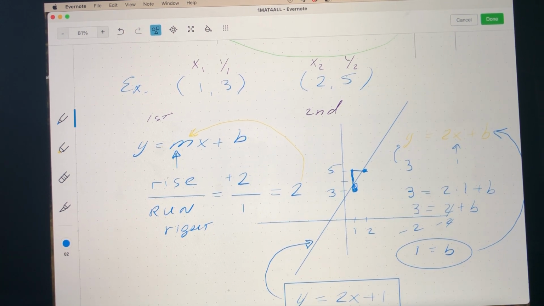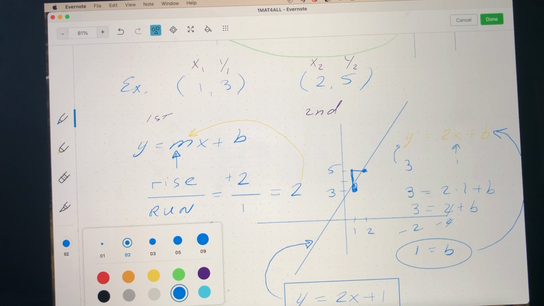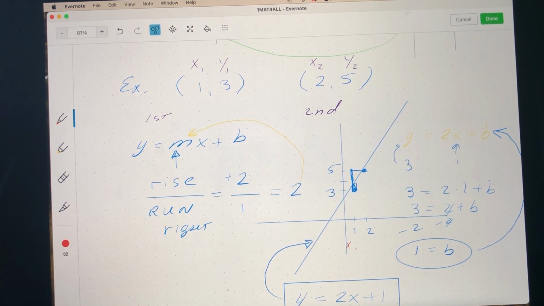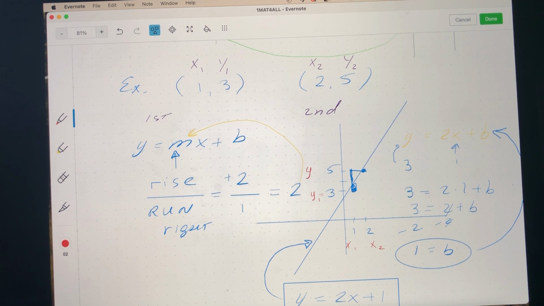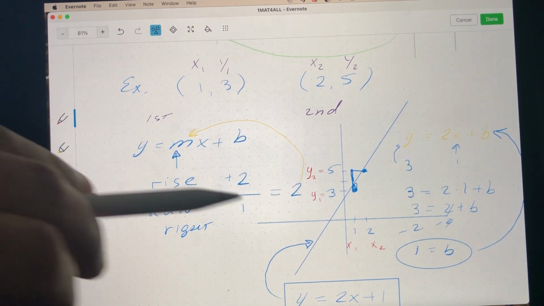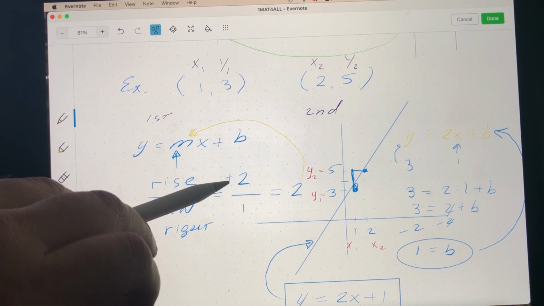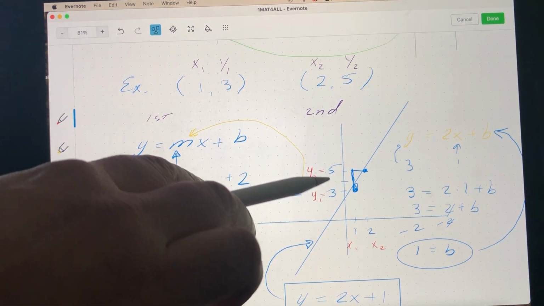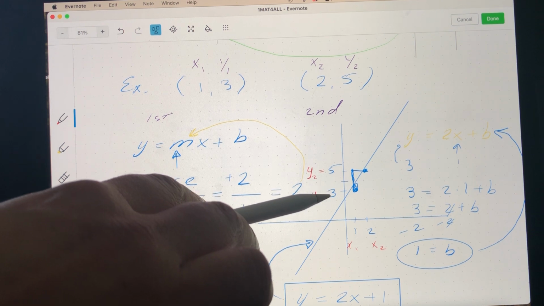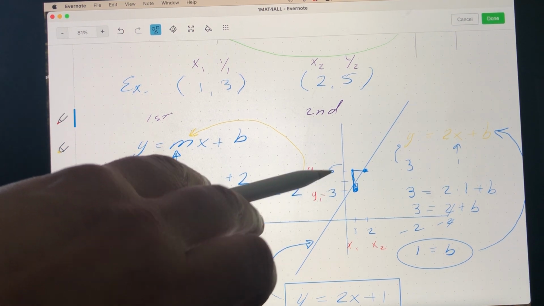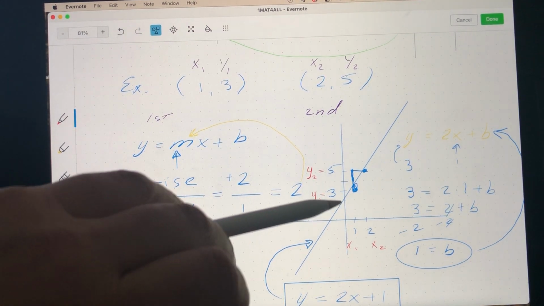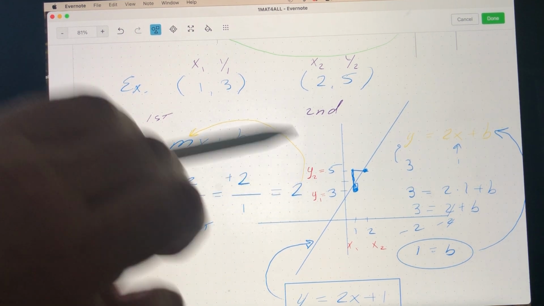So what do we have? We have here, this 1 was x sub 1, the 2 is x sub 2, the 3 is y sub 1, the 5 is y sub 2. So our first answer that we obtained was for the rise. How did we get 2 out of 5 and 3? Well, to get the 2, we have to take 3 from 5. Or, in other words, we have to subtract y1 from y2.